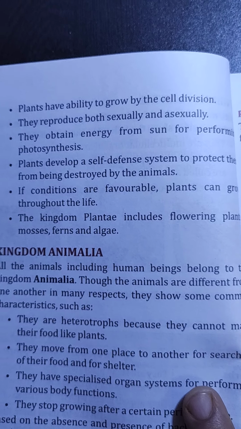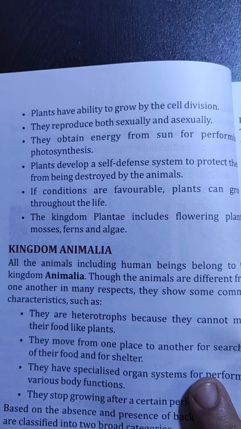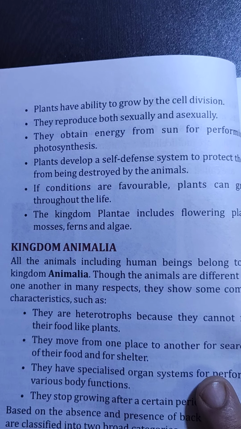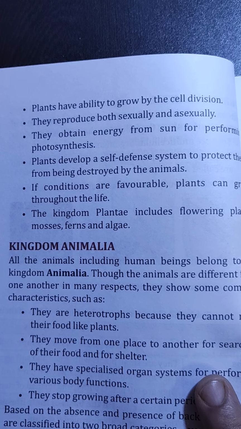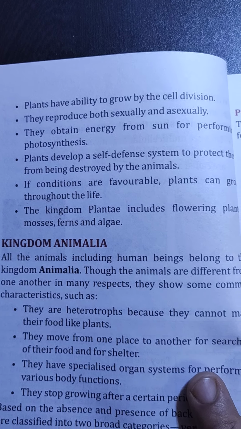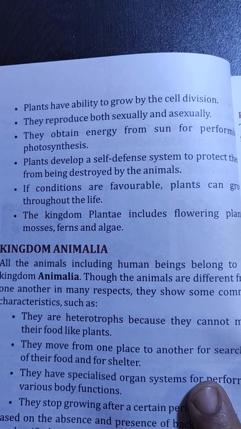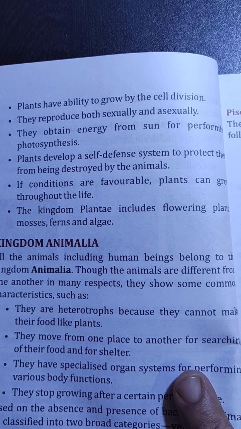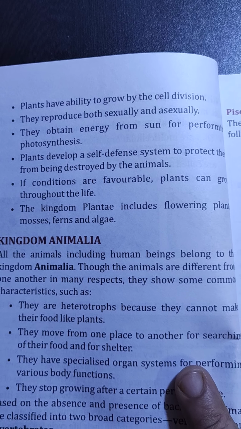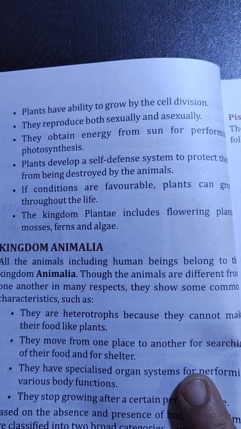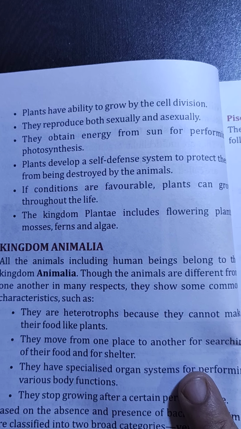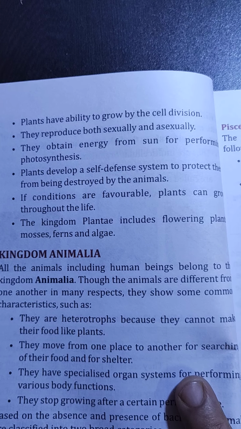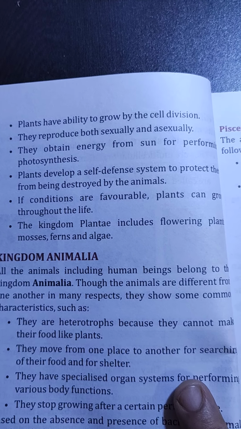Okay, now the next topic is: plants have the ability to grow by cell division. You know it's obvious, if a plant grows, how will it grow? When the cells divide, only then can the plant grow. So plants have the ability to grow by cell division. They reproduce both sexually and asexually, and they obtain energy from the sun for performing photosynthesis. And plants develop a self-defense system to protect themselves from being destroyed by animals. Even if conditions are favorable, plants can grow throughout life.